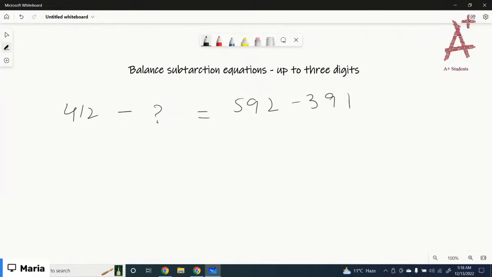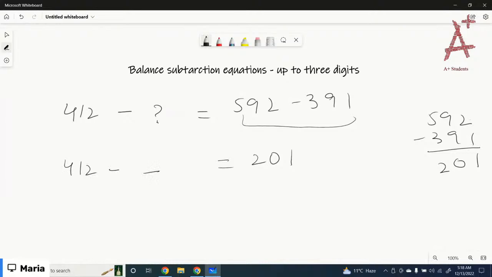Okay, solve the side where you are given both the numbers, so just subtract them. 592 subtract 391. 2 subtract 1 is 1. 9 subtract 9 is 0. 5 subtract 3 is 2. Here you have to use 201.